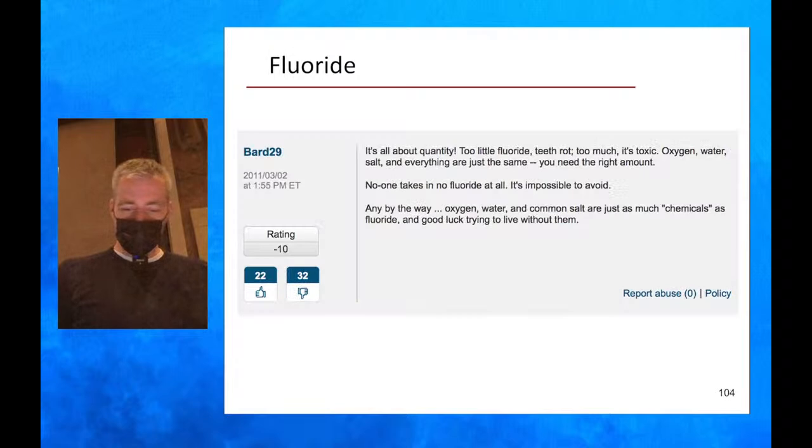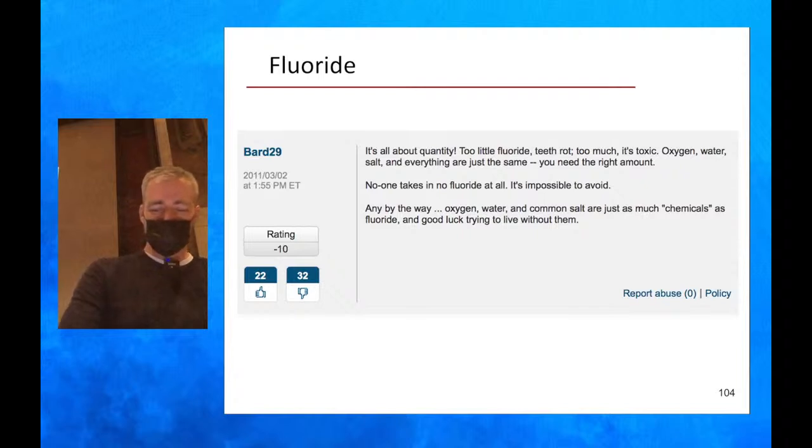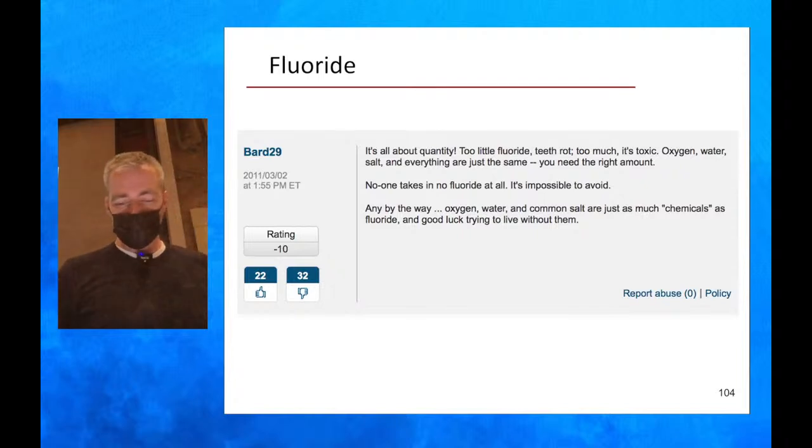Here was one of my favorite comments. "It's all about quantity. Too little fluoride, your teeth rot. Too much, it's toxic. Oxygen, water, salt, everything are the same. You just need the right amount. No one takes in no fluoride. It's impossible to avoid. And by the way, oxygen, water, and common salt are just as much chemicals as fluoride, and good luck trying to live without them."